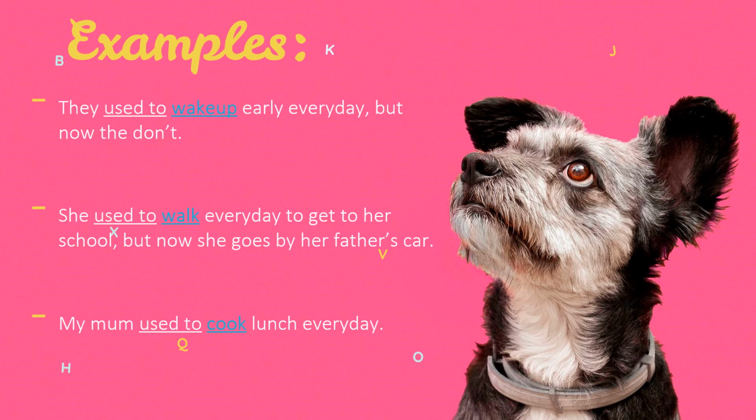In the second example, she used to walk every day to get to her school, but now she goes by her father's car. So in the past, she walked every day to get to her school, but now in the present, she goes by her father's car. And the same for the third example. In the past, her mom used to cook lunch every day, which means that now she doesn't. So out of the examples, we can understand that we use the structure of used to talk about an action that people used to do regularly in the past and now they don't do it anymore.